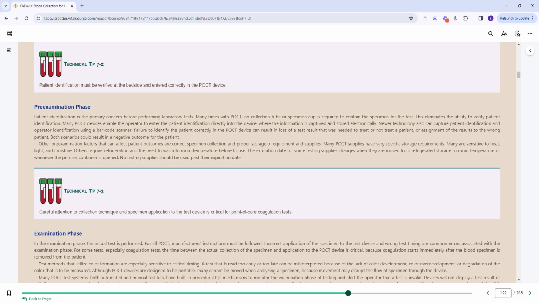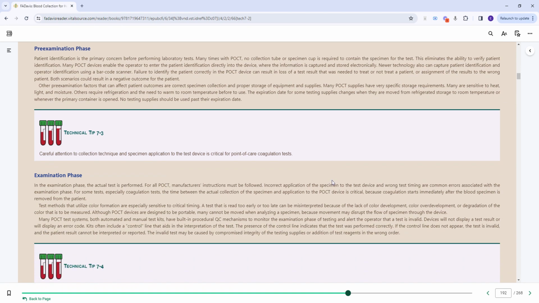So part of the pre-examination or pre-analytic phase is patient identification, because it is before the specimen is collected. So pre-analytic is before specimen collection. So we need to make sure that we are looking at all of the things with that. You need to identify the patient. You need to make sure that you have everything that you need to do.